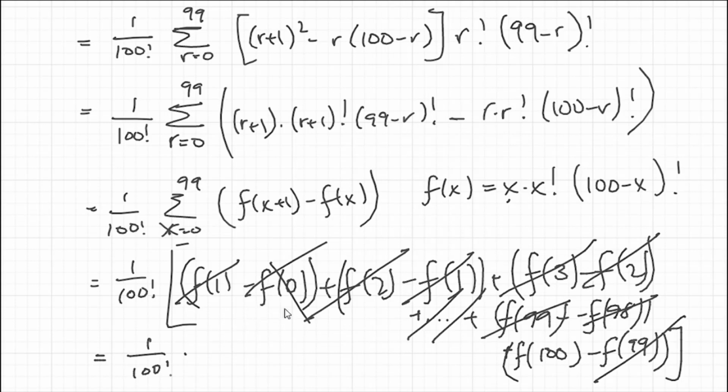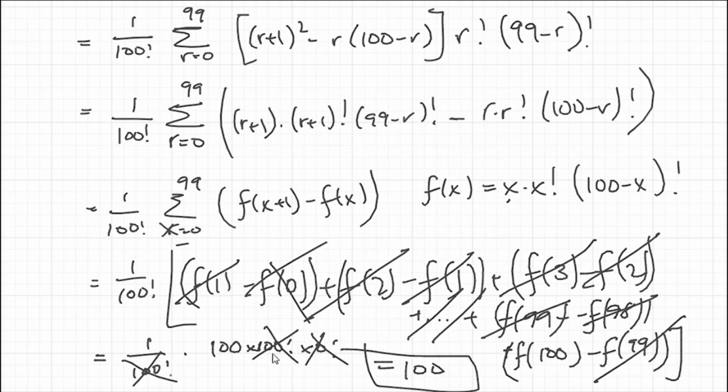So all we're left with is 1 over 100 factorial times f of 100. What is f of 100? Well, it's going to be 100 times 100 factorial times 0 factorial. 0 factorial is 1, so we can ignore that. The 100 factorial and the 100 factorial cancel, and all we're left with is 100. And that there is our final answer.